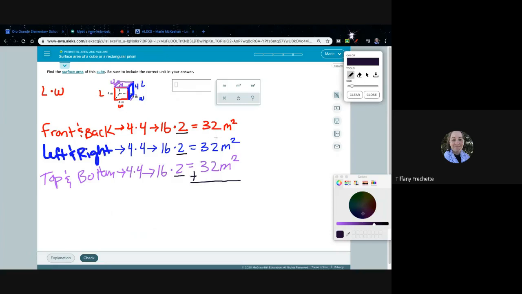All right, so let's go ahead and add these together. We get 2, 4, 6, and then let's see, we get 9, 10, 11, 12. So we get 126 meters squared. And 126 meters squared, and check.